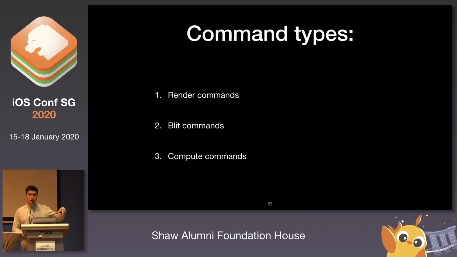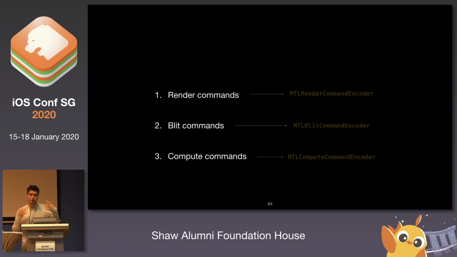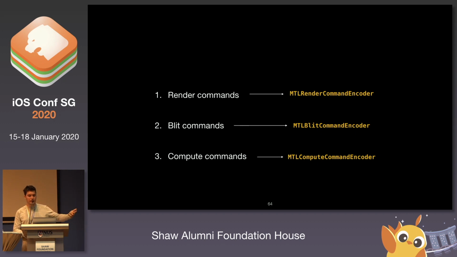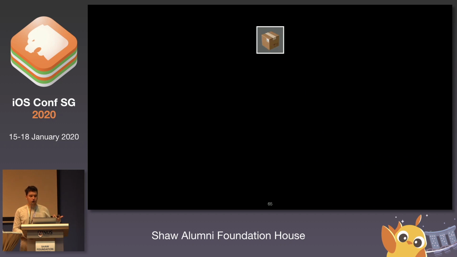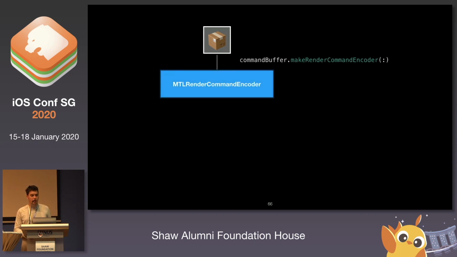In order to fill a command into the command buffer, you have to use special objects called encoders. For each command type, you have a dedicated encoder that you have to create out of the command buffer. So you see the pattern here. You create objects out of objects that you already have, then use it, and then end it before you can create another one. For example, for a render command, it will look like this. We take our empty package that we just got from the command queue and create a dedicated encoder for that.